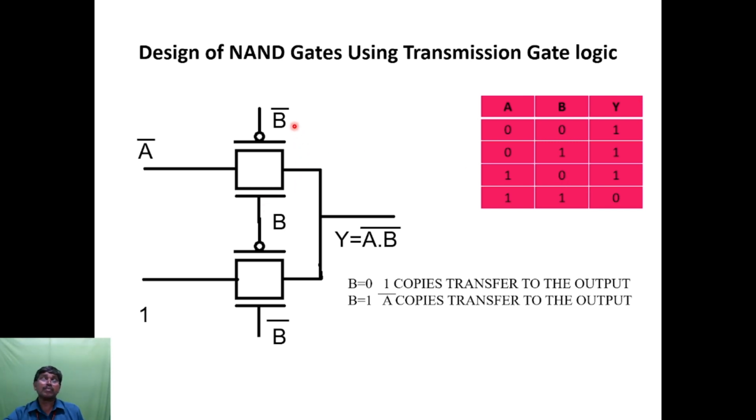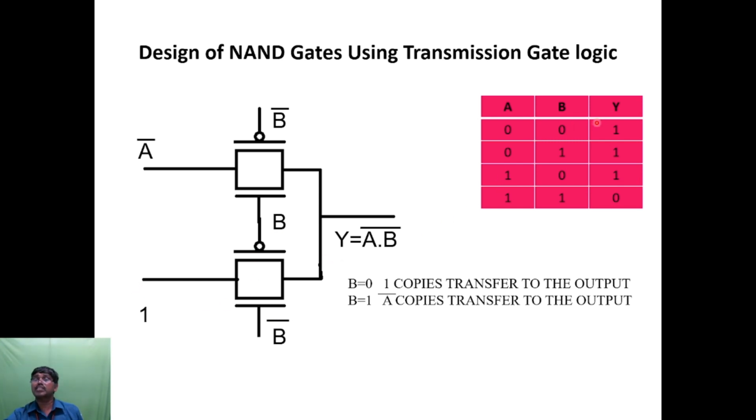Now we apply here when B is equal to 0. So when B is equal to 0, what about here? This p bar means 1, so this transmission gate will be on, and 1 will be transferred to the output. So when the control input is 0, the data input 1 will be transferred to the output.